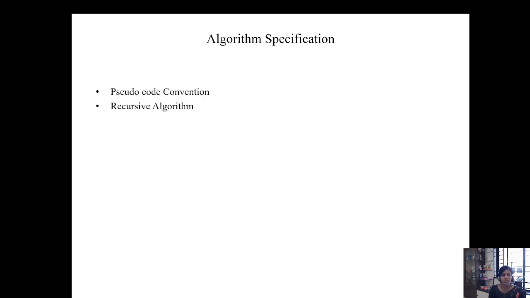Moving forward, now how to write an algorithm. An algorithm can be specified in two different forms. One is pseudocode convention and the second one is recursive algorithm. Now what is pseudocode convention? Pseudocode convention is a procedural way of writing that algorithm.